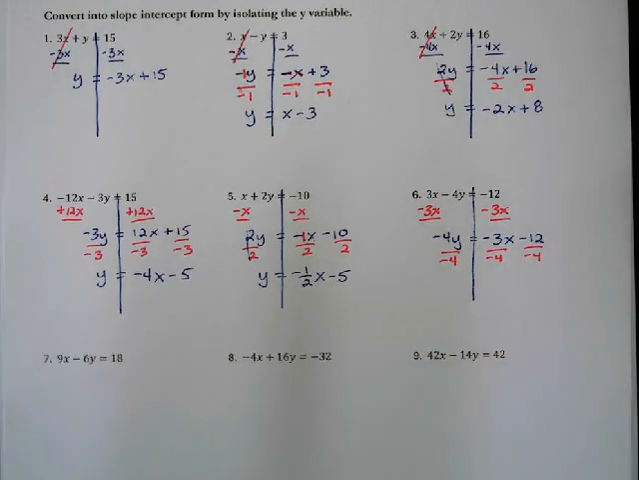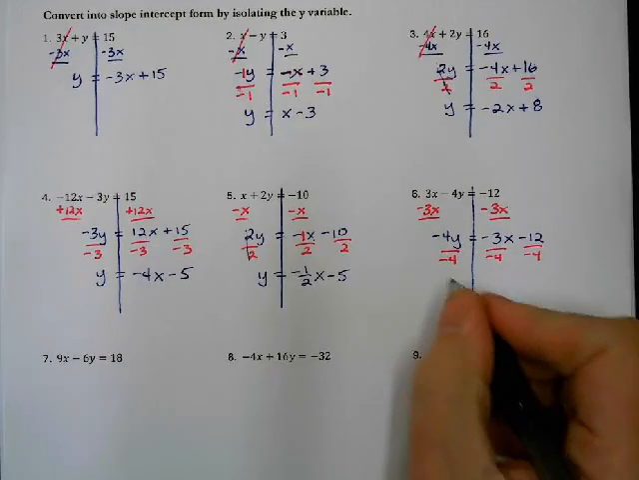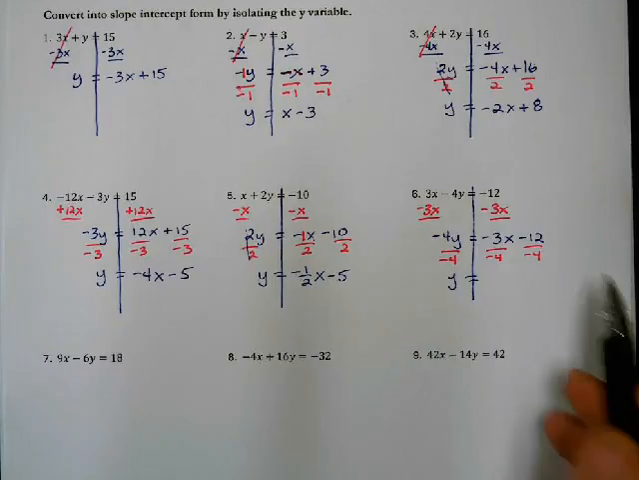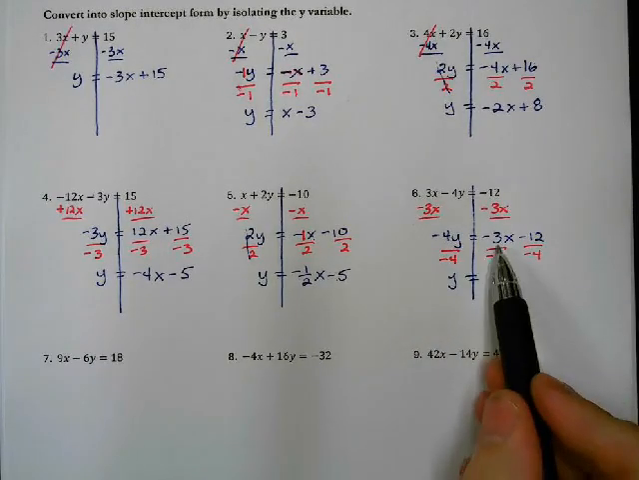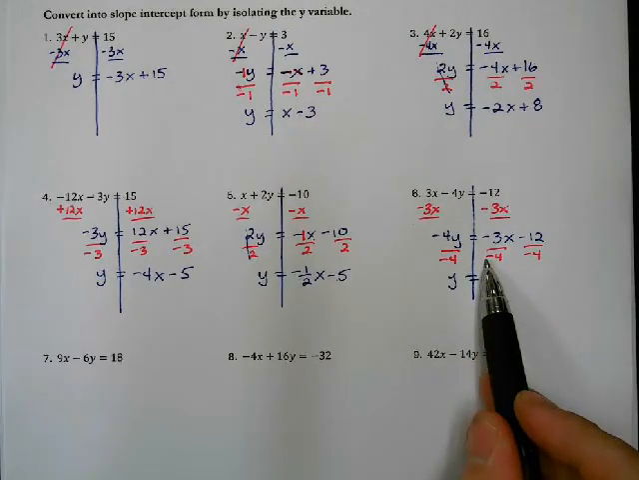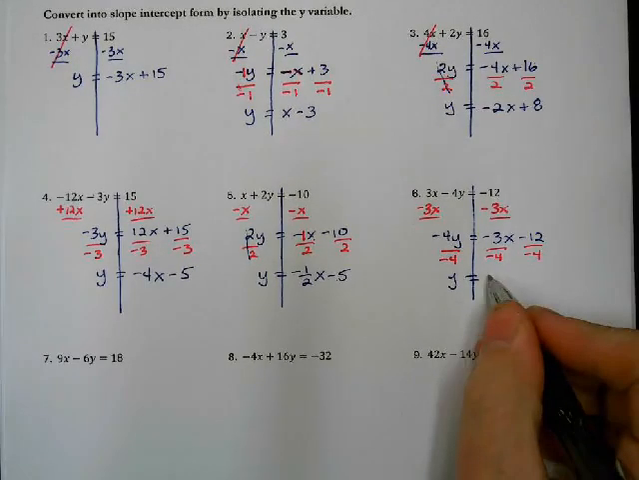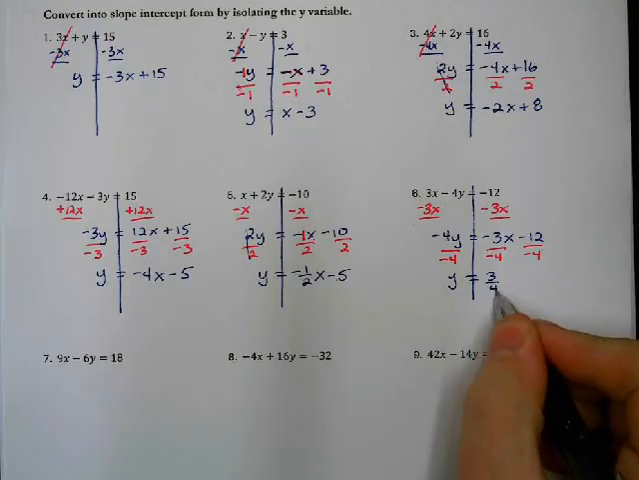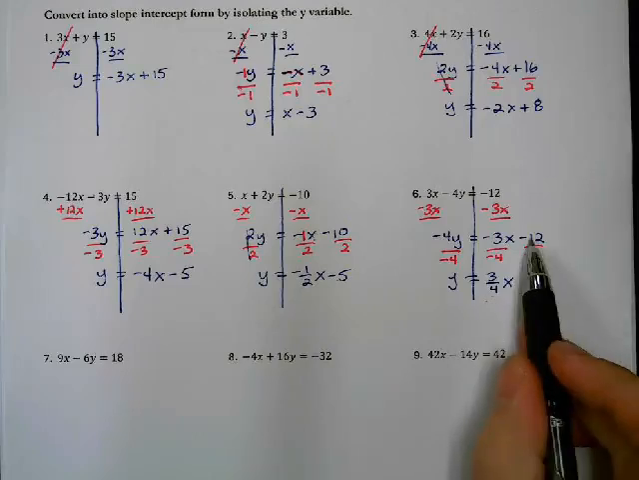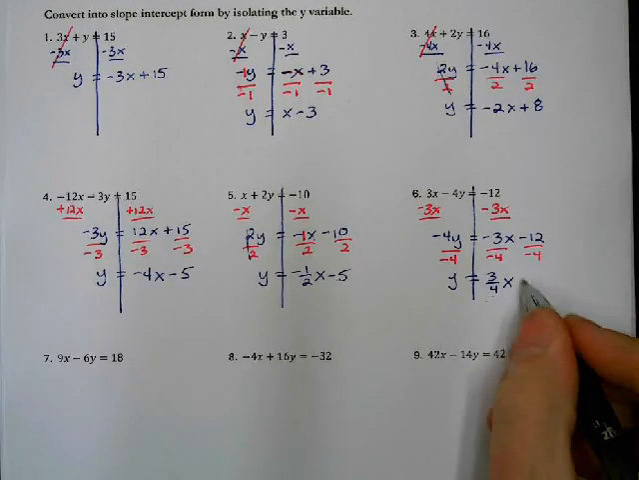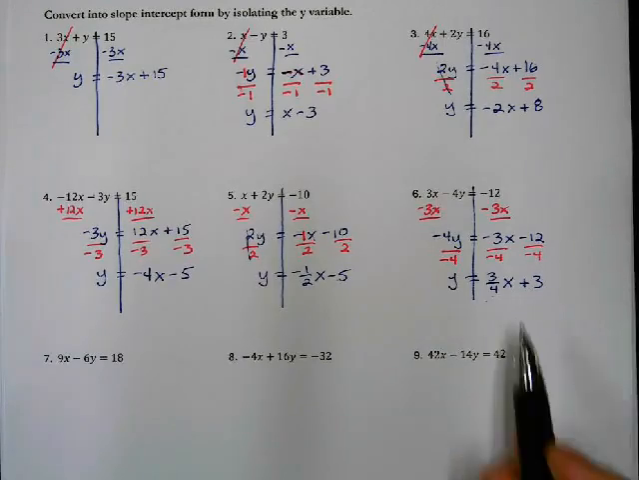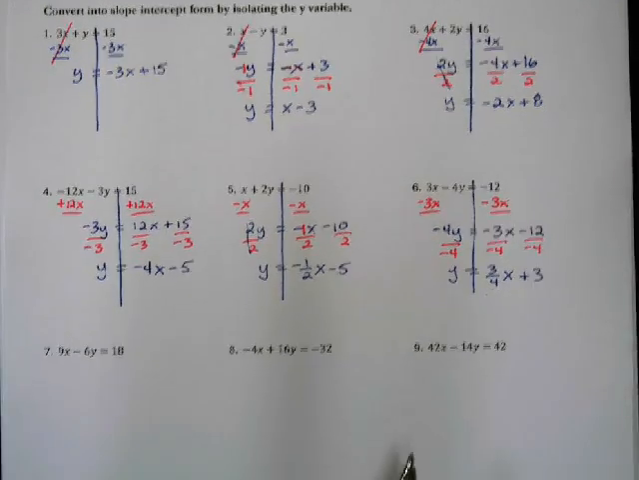So I'm left with, on this side, y. I have isolated the y, which is what I wanted. Now I have to start reducing everything over here. So 3 and 4 do not reduce, but they're both negative, so that becomes a positive 3 over 4. A negative divided by a negative is positive. So my slope is 3/4. And then -12 divided by -4 is positive 3. So the slope is 3/4. My y-intercept is 3. Almost there.